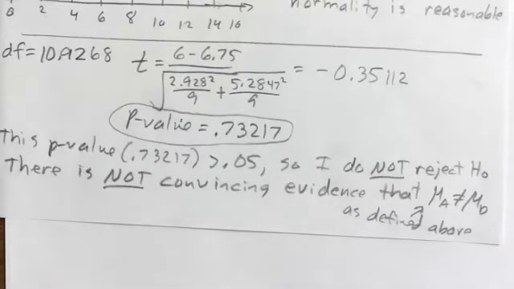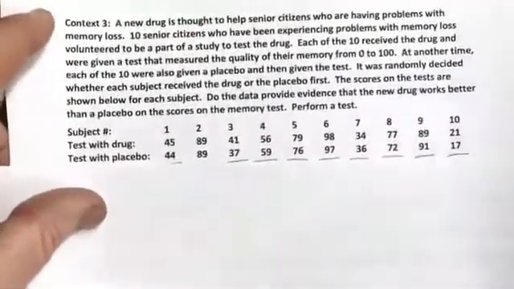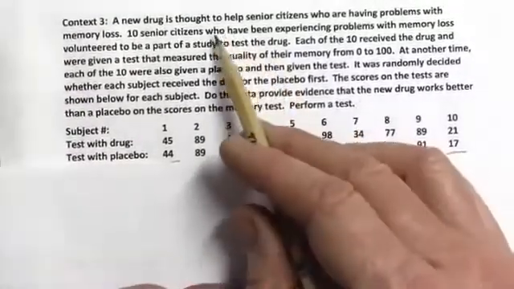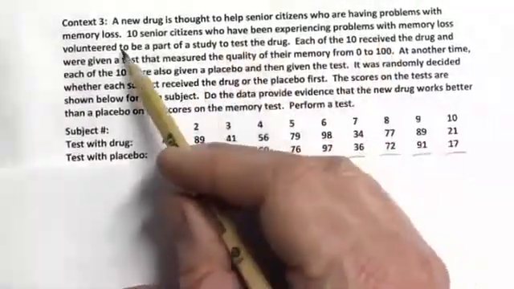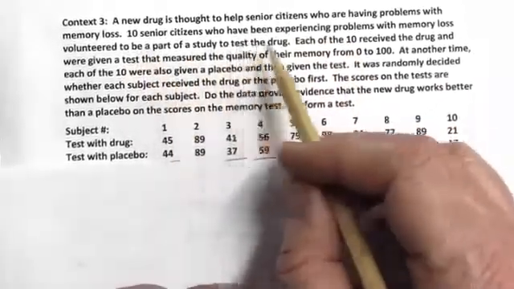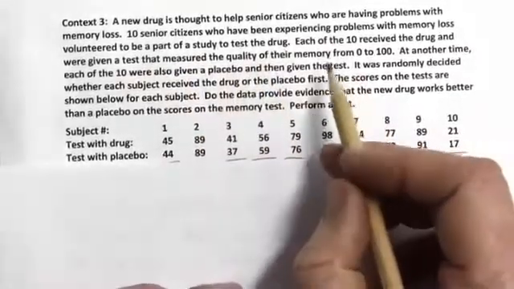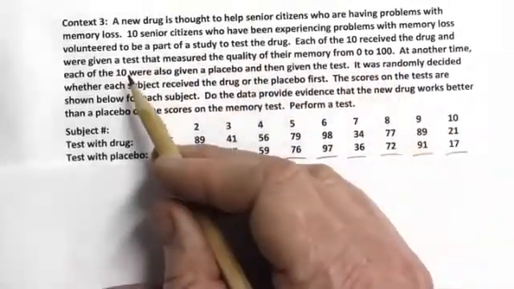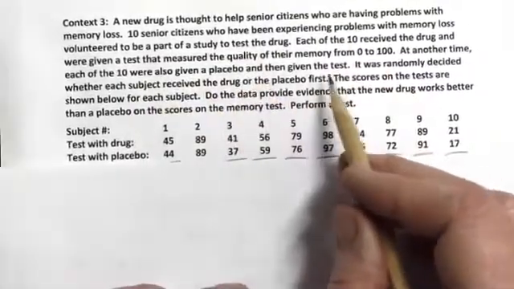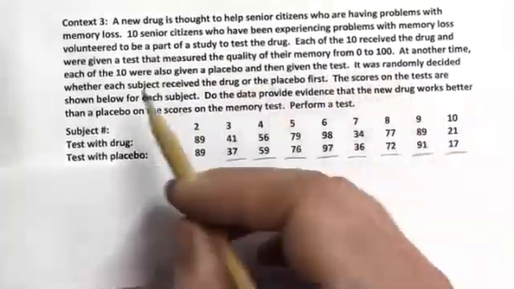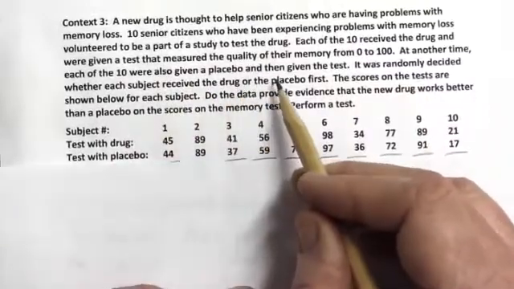Now, one other sort of problem in this chapter that's missed a lot. We had something really similar in the last chapter, okay? And that is when your data is paired. Okay, we're going to have to do a paired t-test. So let's look at this scenario. So this one said a new drug is thought to help senior citizens who are having problems with memory loss. All right, 10 senior citizens who have been experiencing problems with memory loss volunteered to be part of a study to test the drug. Each of the 10 received the drug and were given a test that measured the quality of their memory from 0 to 100. At another time, each of the 10 were also given a placebo and then given the test.